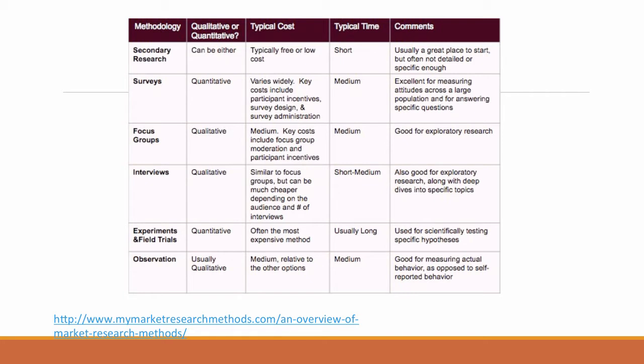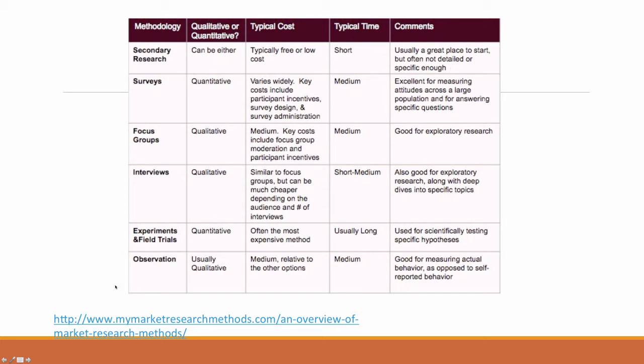Here are some common research methods. First of all, we've discussed secondary research that can either be qualitative or quantitative. And typically it's at very low cost. You can get it very quickly, but it may not be specific enough for your situation at hand.